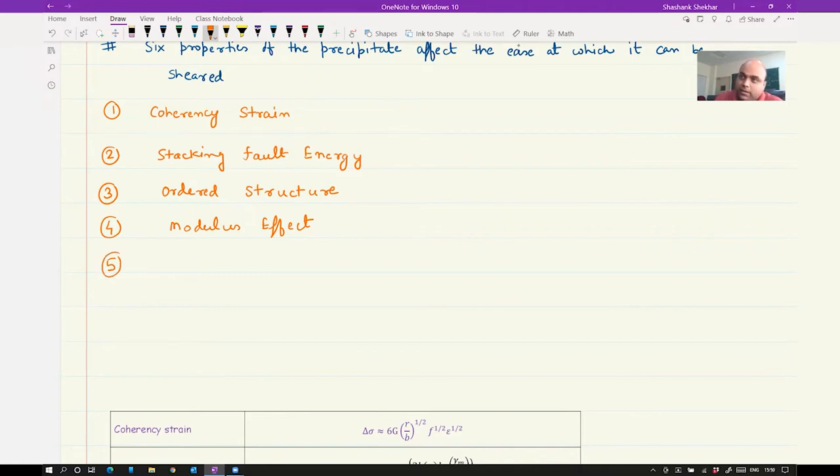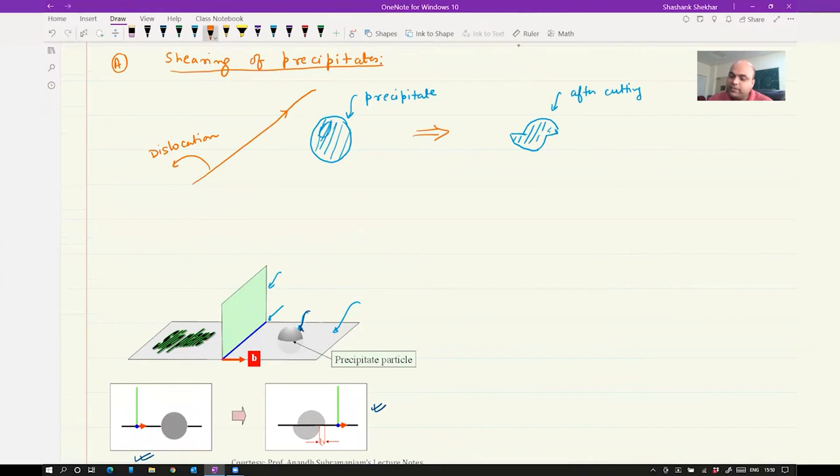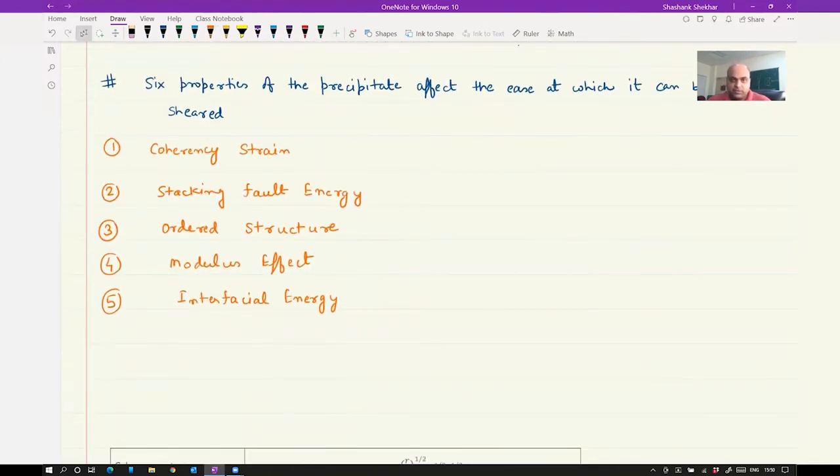The fifth is interfacial energy. Now, if you see what I showed before, you are going to create new interfaces here, right? Now, the creation of these new interfaces will also require some amount of extra energy. So it will also enhance the strength. Okay. So that is what I mean when I wrote interfacial energy. Creation of new interfaces will require an extra amount of energy.